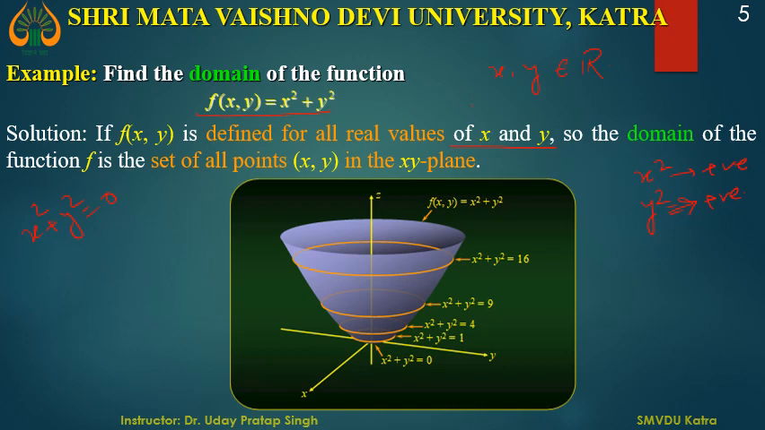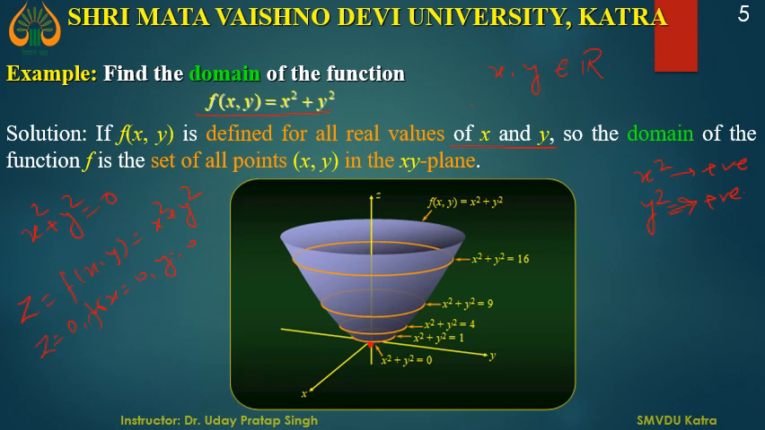Then if z is equal to a function of x, y, that is x square plus y square, and x equal to 0, y equal to 0, then what is z equal to? z is equal to 0, for x equal to 0 and y equal to 0. Right? Then this represents a point: x equal to 0, y equal to 0 and z equal to 0.